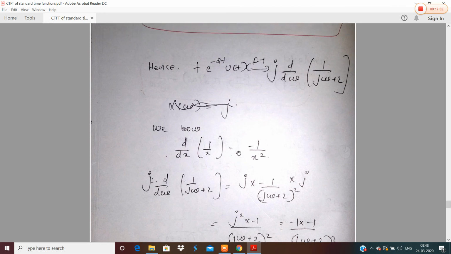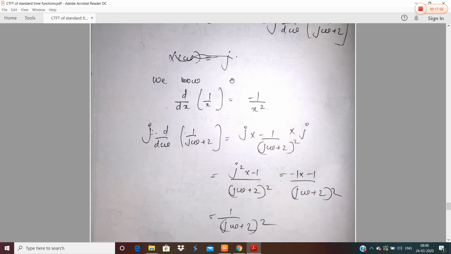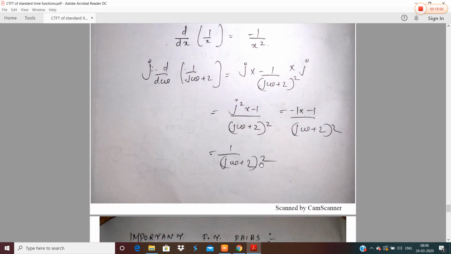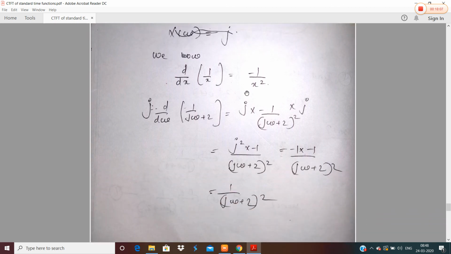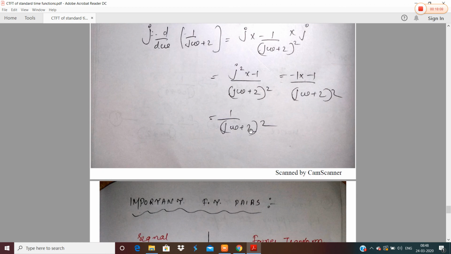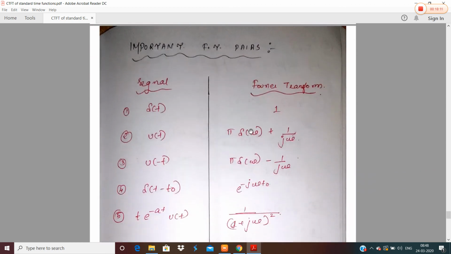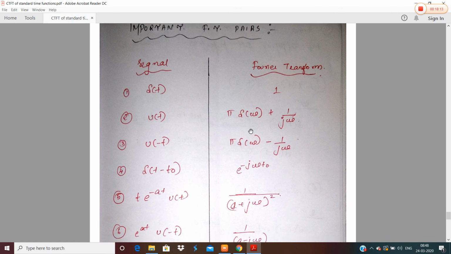Here, this can be also generalized. Here, if it is t into e raised to minus 2t u of t, the value is 1 by j omega plus 2 whole square. If it is t into e raised to minus at u of t, then it will be, instead of 2, it will be a. So, finally, we have listed almost all the important Fourier transform pairs.